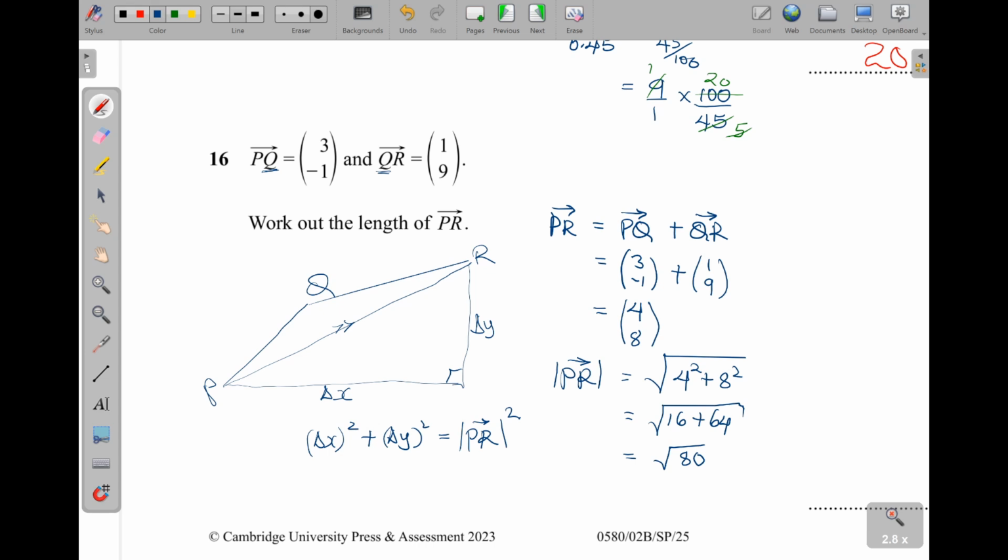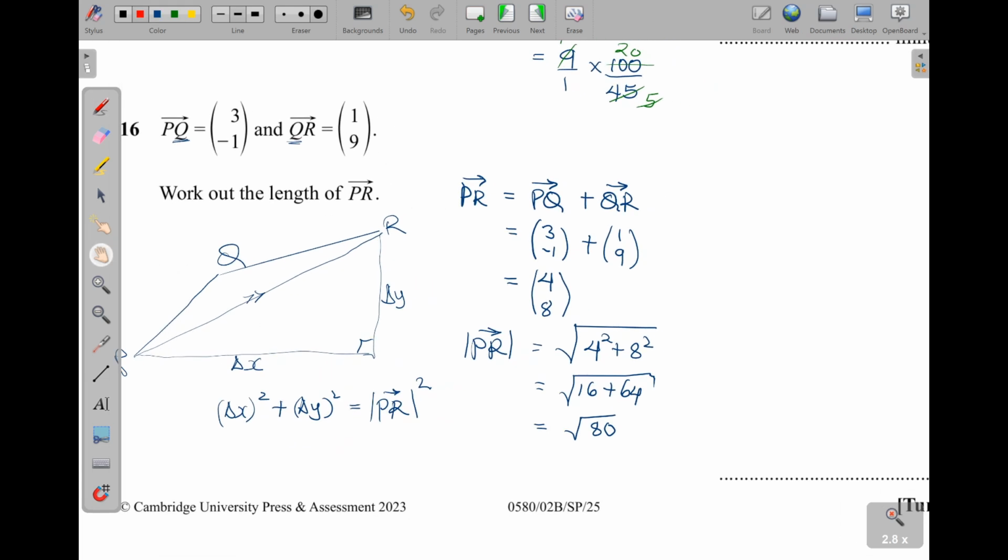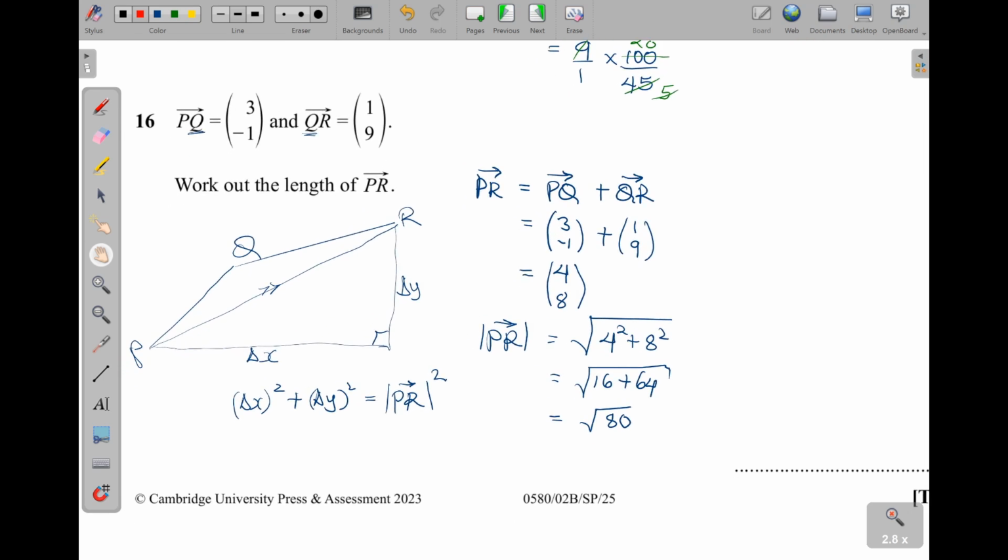Of course, this one is going to be 8 point something, because the square number that is next to 80 is 81, which is 9 squared. So this one is 8 point something, nearer to 9. So we are going to leave our answer there like that. We just say root of 80.